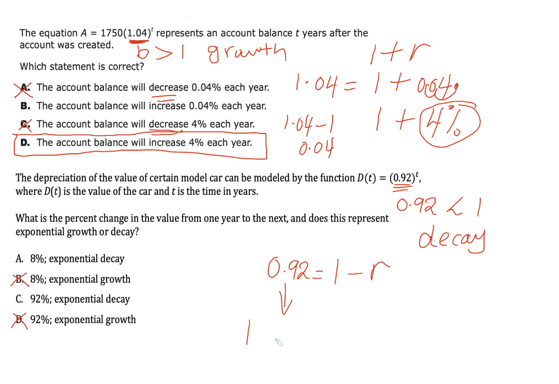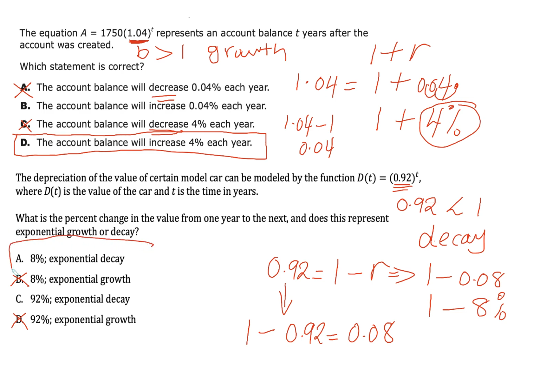And to do that, I'm going to take 1 and I'm going to subtract 0.92, which gives me a value of 0.08. So this is actually 1 minus 0.08. And remember, this is a decimal. And when we change it to a percent, it's actually 1 minus 8%. So our function is decreasing by 8%. So our answer is A.